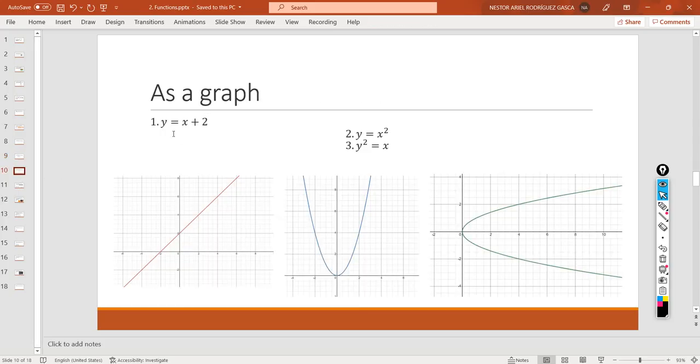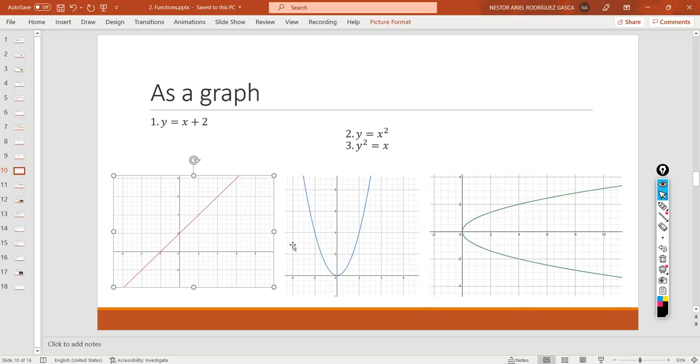And finally, as a graph. As we know, when we have equations between two variables, y and x, we can represent the y variable in the y-axis, the x variable in the x-axis, and we can plot or visualize the relationship between these two quantities, y and x, by means of a graph. And therefore, we can also visualize a function as a graph like this or like this, but not like this. Not like this, and I showed you why.